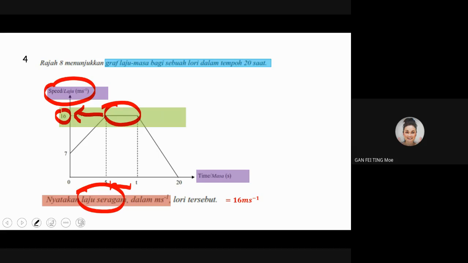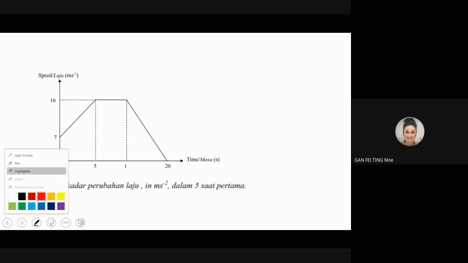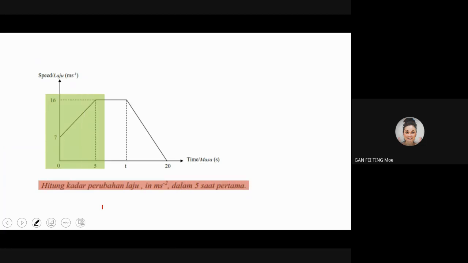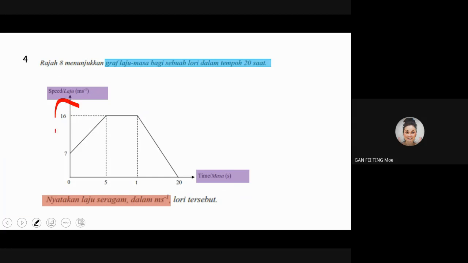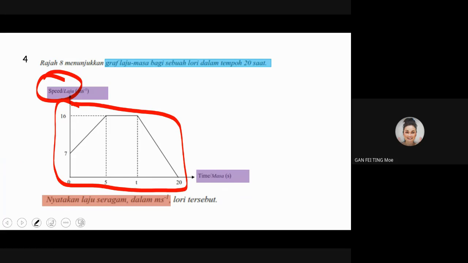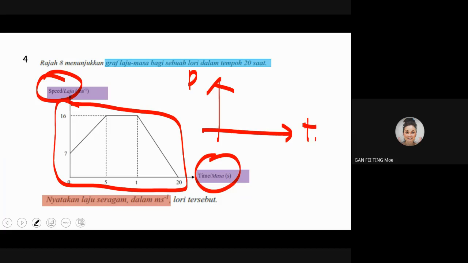When you memorize the shape of the graph, don't memorize this one without the title, because you have two types. Just now I showed you the same shape of graph with a different definition, right? So please bear in mind. Then 16 is the answer.